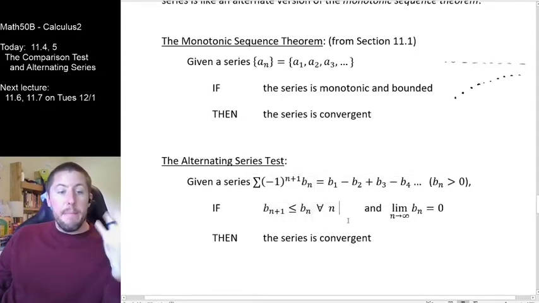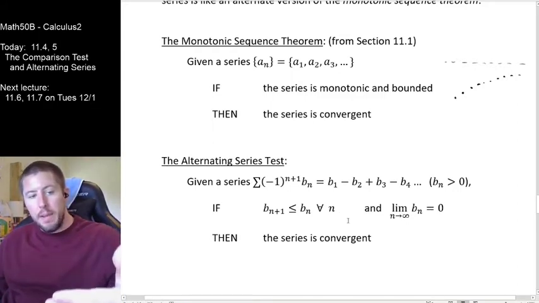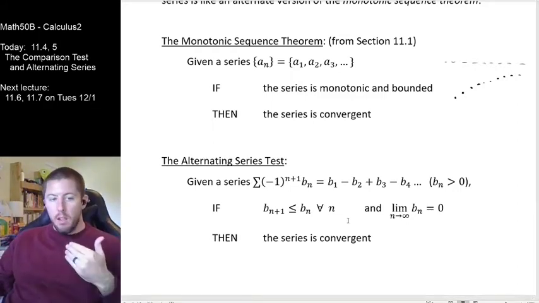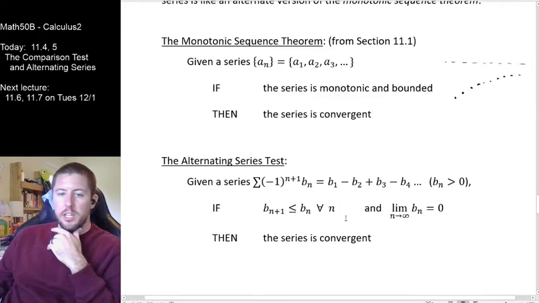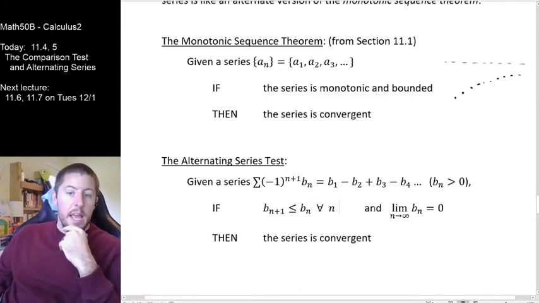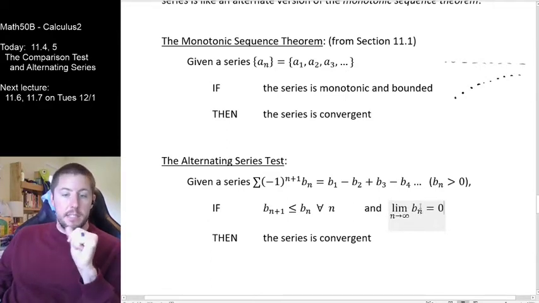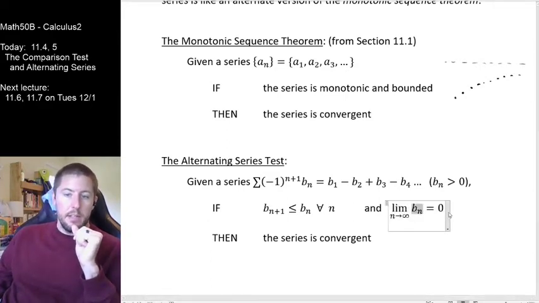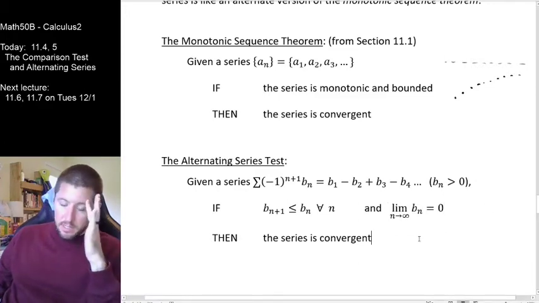So we're saying if the magnitude of a later term is guaranteed to be smaller than the magnitude of the earlier term for all n, and if the sequence b sub n, not the series, if the sequence b sub n tends to 0, then we'll be guaranteed that the series is convergent.